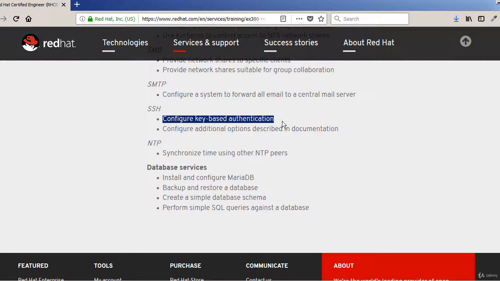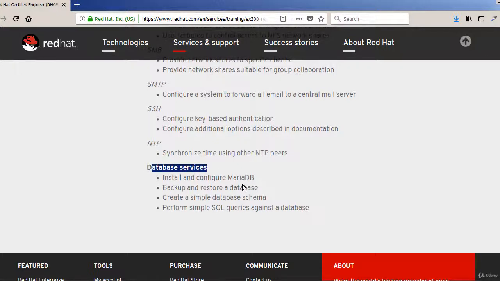I'm sure you have come across that in your previous experience with RHCSA. And if you're working as a Linux system administrator already, then this is something you use on a daily basis. We're going to talk about synchronizing time using NTP facility.